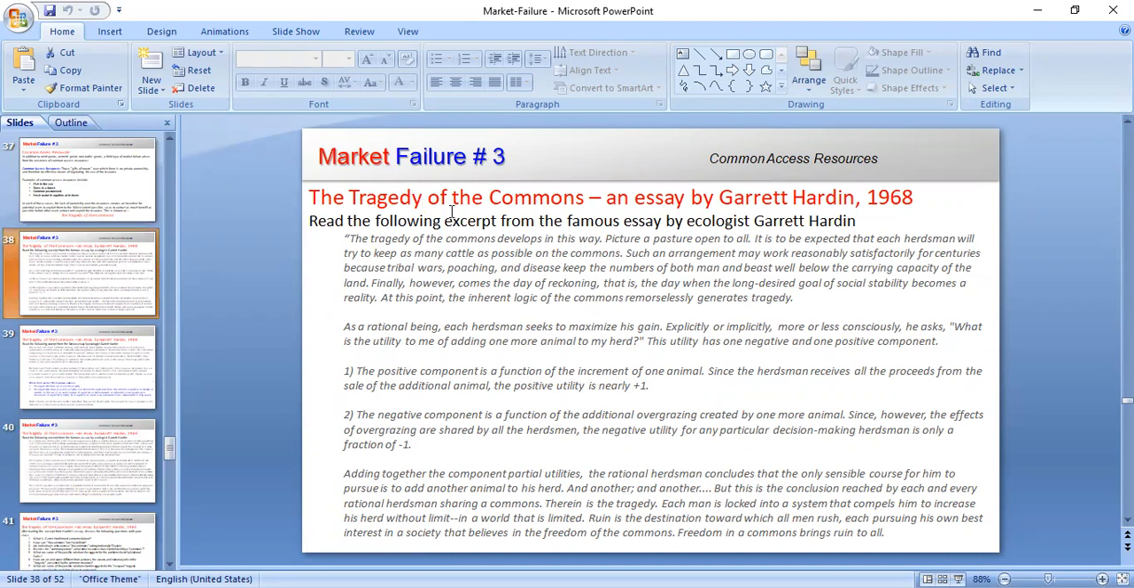Now, the tragedy of the commons, we are talking about the tragedy of the common access resources. Garrett Hardin was a United States American ecologist, right? He actually wrote a famous essay in 1968 entitled The Tragedy of the Commons, and he was actually talking about the tragedy of the common access resources. In his essay, he talked about these common access resources that we've looked at. He talked about, for example, common pasture land.